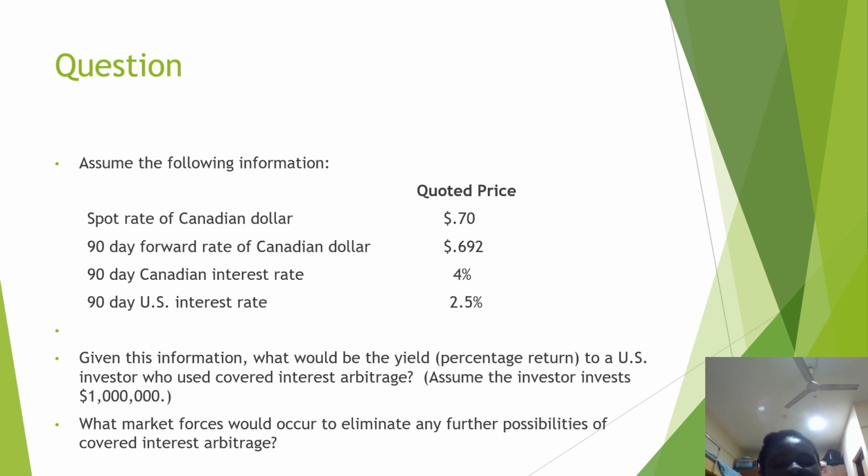Okay, then given this information, what would be the yield to the US investor who uses covered interest arbitrage? So assuming the investor invests $1 million, right?